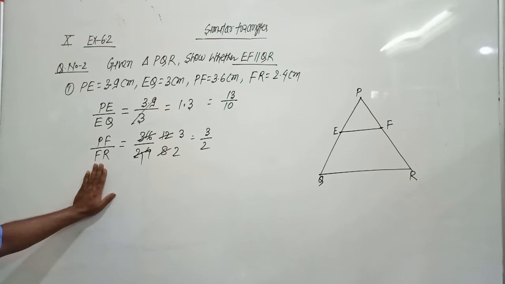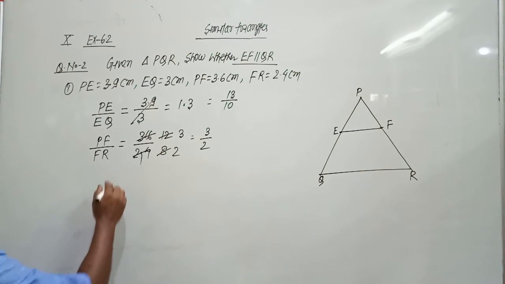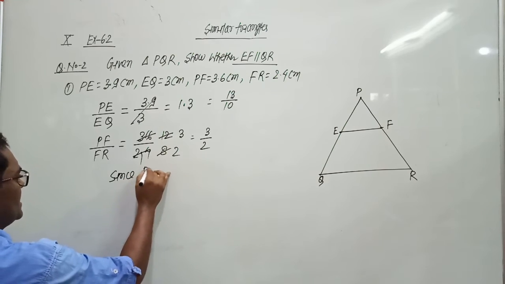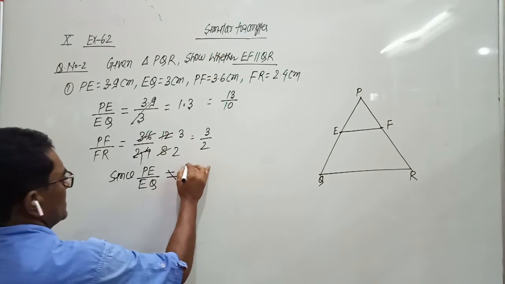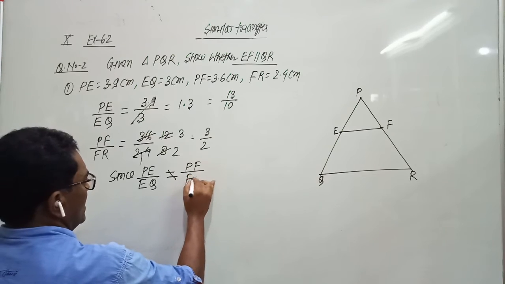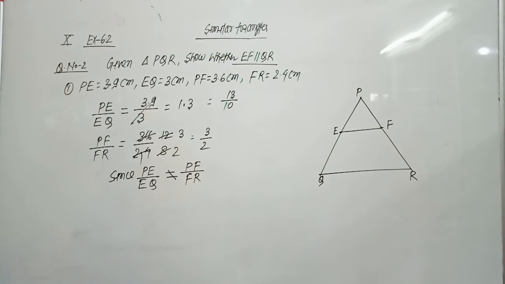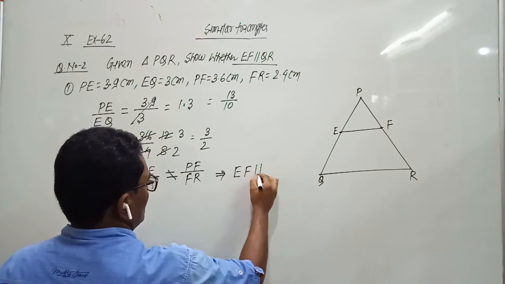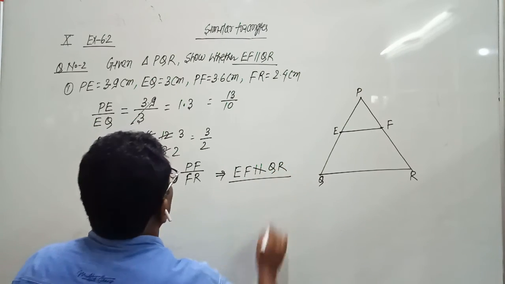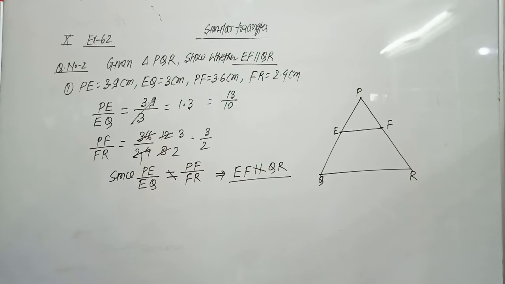So the sides are not in proportion. Since PE upon EQ is not equal to PF upon FR, therefore we conclude that EF is not parallel to QR. In the first case, we draw the conclusion that EF is not parallel to QR.